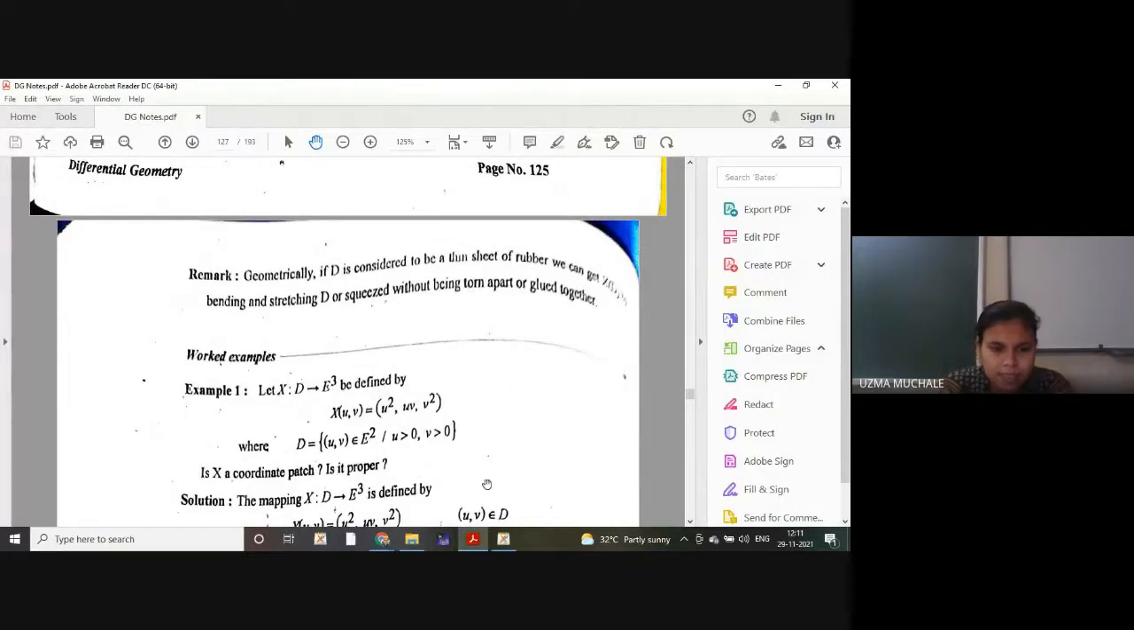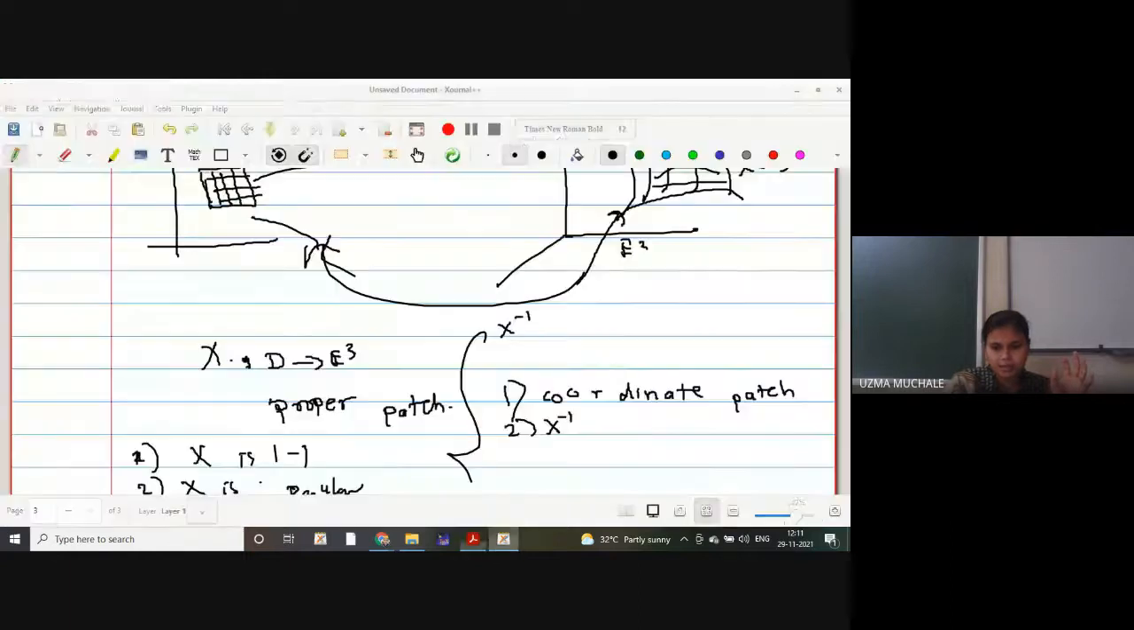Given that x is a mapping from D to E3 defined by x of uv is equal to u square, uv, and v square. Okay. Since initially we took only 2 variables, no doubt the codomain will be with three coordinates, that is x1, x2, x3, just like I have written here.